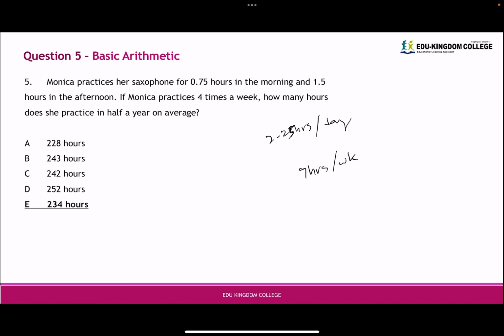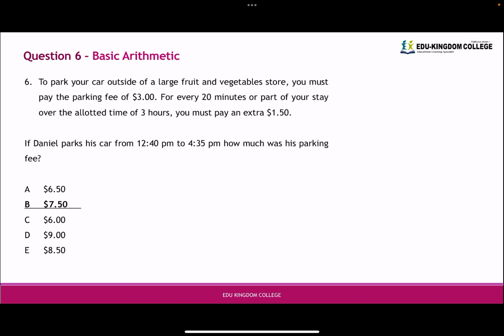So in 1 year, there's 52 weeks per year. So half a year is 26 weeks. So over 26 weeks, how many hours does she practice? So 26 times 9. 6 times 9 is 54. Carry the 5 over. 2 times 9 is 18. So 234 hours in half a year. Question 6.